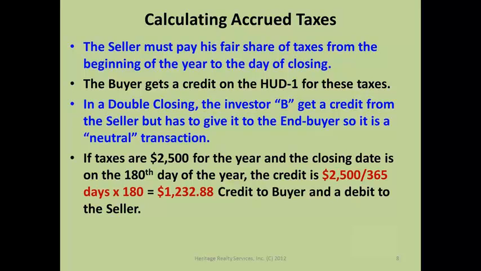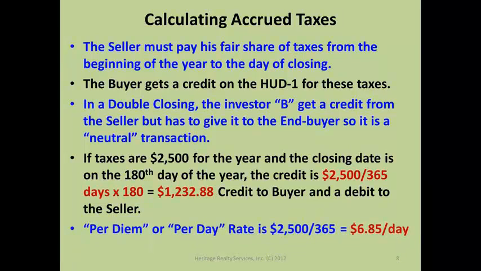And it's calculated depending on how many days each month has. The credit to the buyer is going to be $2,500 divided by 365 days times 180 days, which is $1,232.88. Again, a credit to us as the buyer, a debit to the seller. And what usually you'll see on a closing statement is a per diem cost or per day charge. That's very simply calculated $2,500 for the year to 365, $6.85 a day. That number is calculated almost all the time because, lo and behold, closings don't always take place on the day they're supposed to take place.